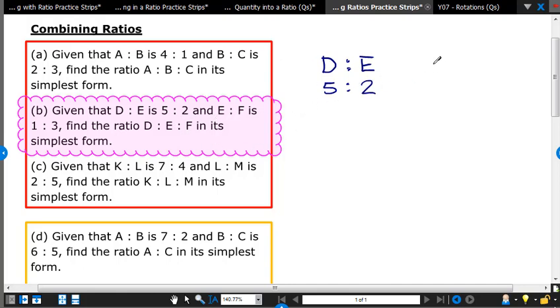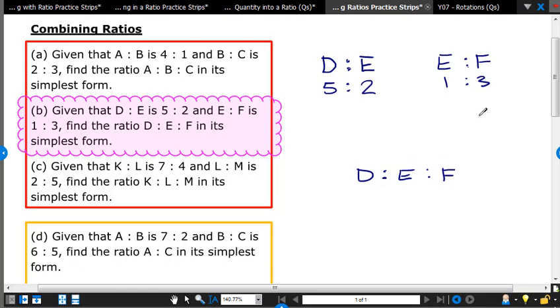But we're also told E to F is 1 to 3. Now, there's a way of explaining this, but we don't really have time. Okay, so we're told find the ratio of D to E to F. So we have 3 letters here, but E is here twice, right? They want D to E to F, this ratio, in its simplest form.